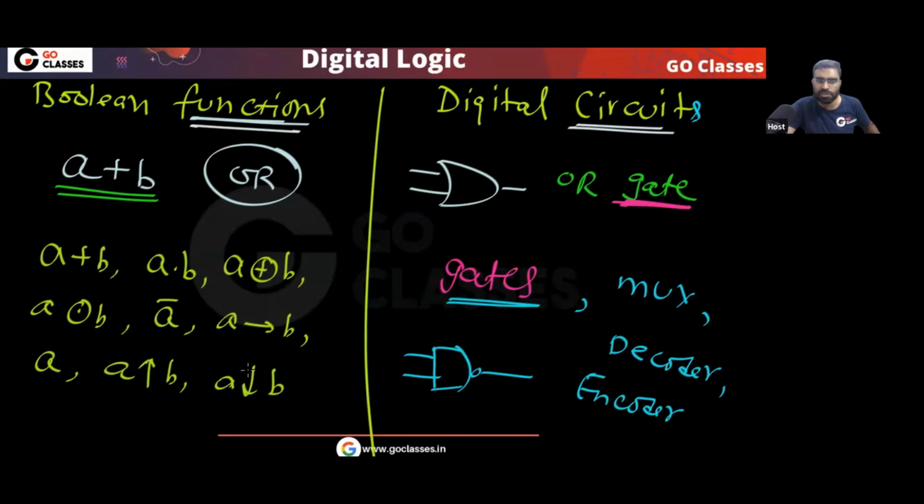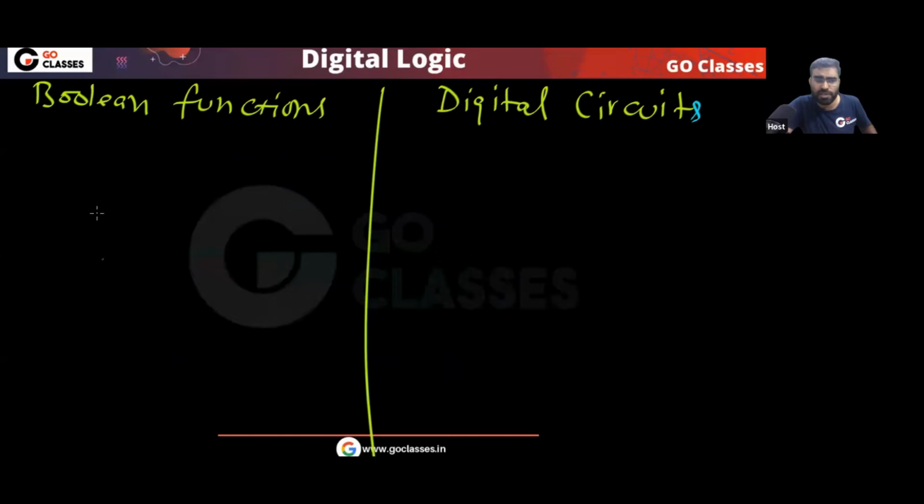And why I'm telling you this? You already know that these are functions and these are circuits. Like gate is a circuit, mux is a circuit, this decoder, encoder, these things are circuits. NAND gate, this is a circuit. You already know this. Then why am I telling you this? What is the reason?